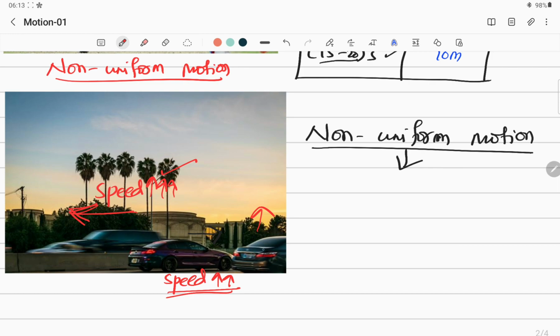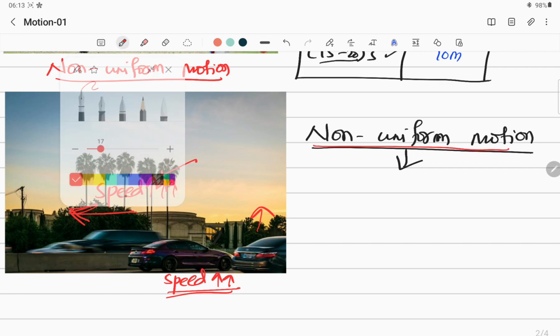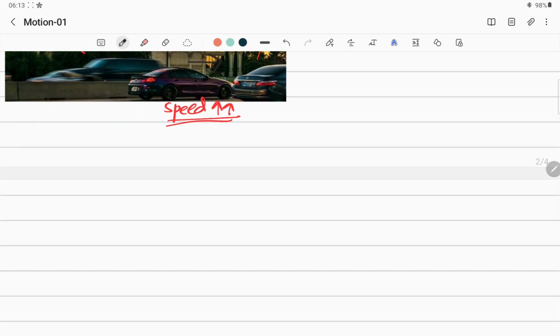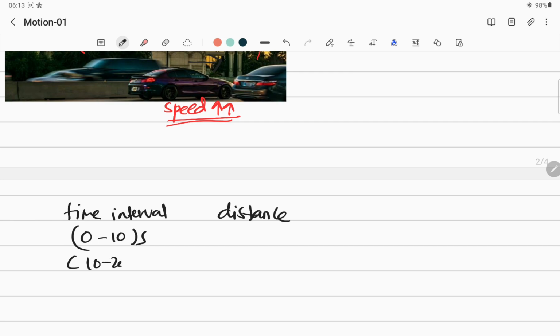See, look at this. These people are covering different distances in different intervals of time. That kind of motion is known as non-uniform motion. Before giving you the definition, let me give you the tabular representation. For example, I will take time interval here, and I will take distance. I have taken time interval 0 to 10 seconds, 10 to 20 seconds, 20 to 30 seconds, and 30 to 40 seconds.